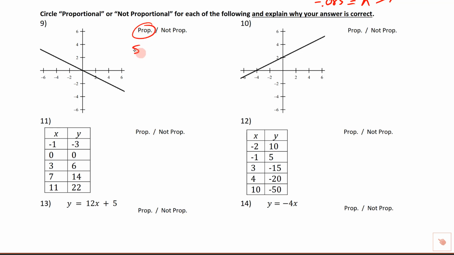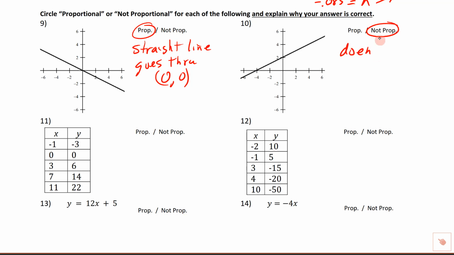So we're going to say a reason: straight line and goes through 0, 0. Okay, and the next one, this is a straight line, but it doesn't go through 0, 0. So we're just going to say not proportional, and we're just going to say doesn't go through the origin.